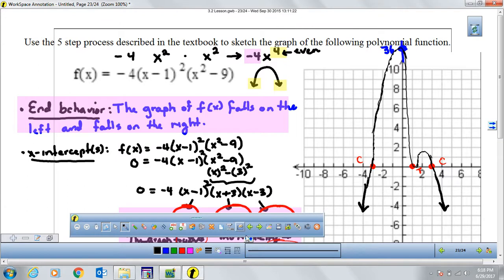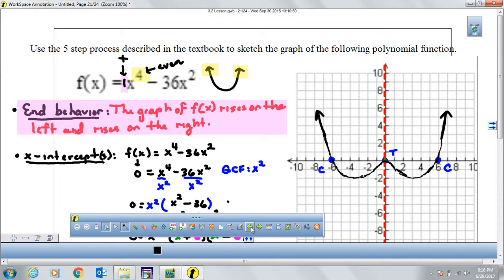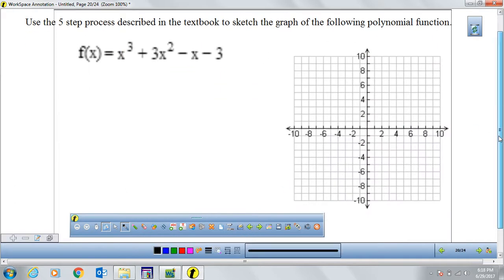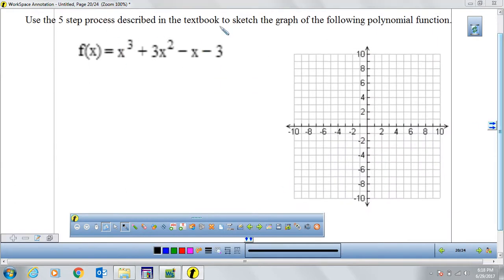All right. The last question that we're going to do on this section review is to do the same thing on this function. So the first step in the process again is that we need to determine the end behavior.